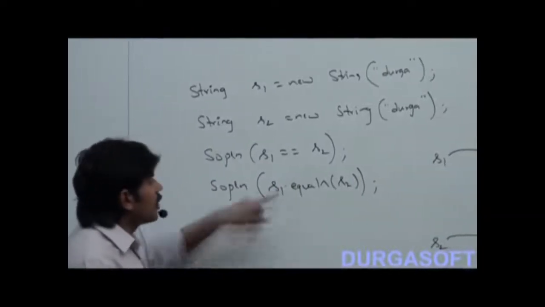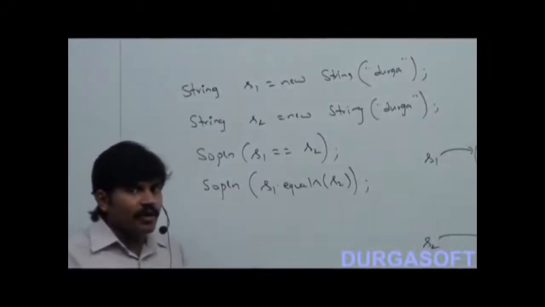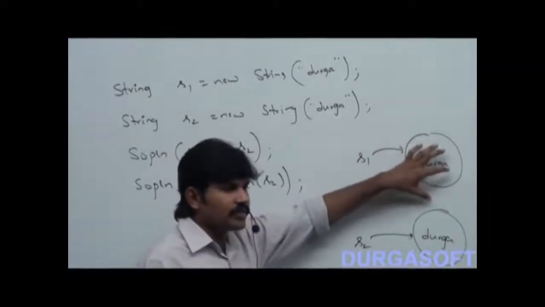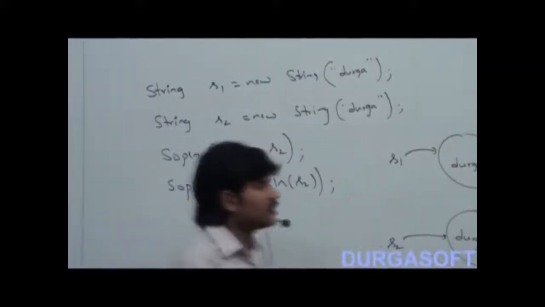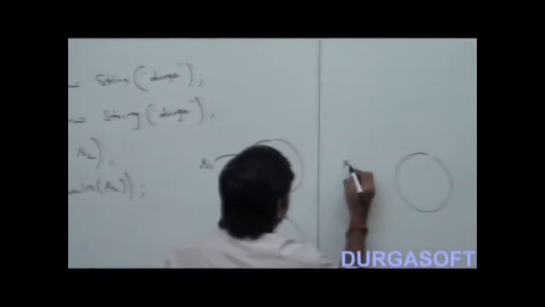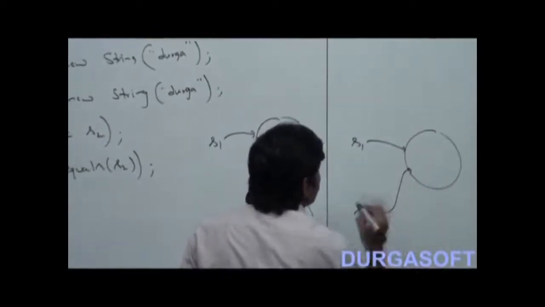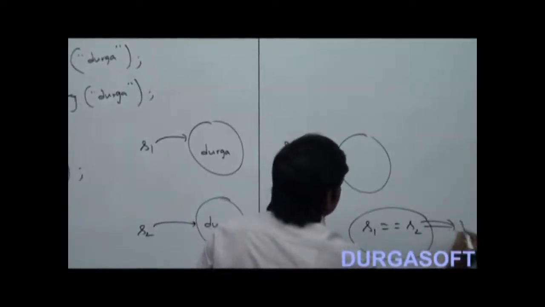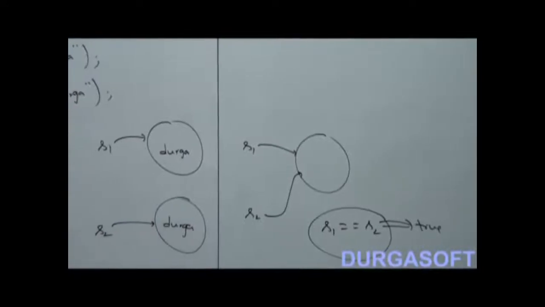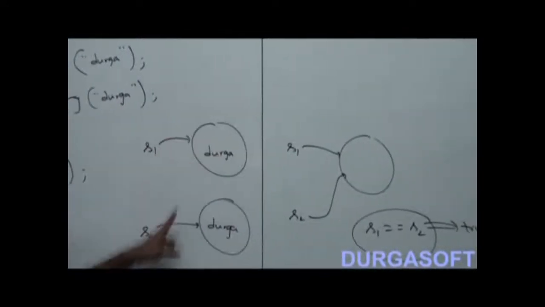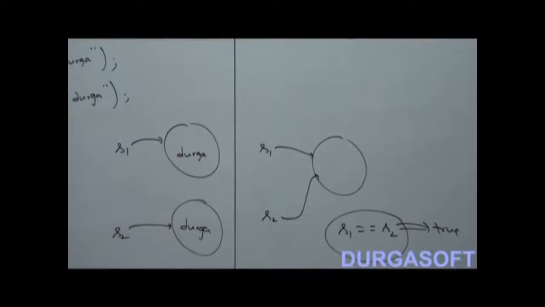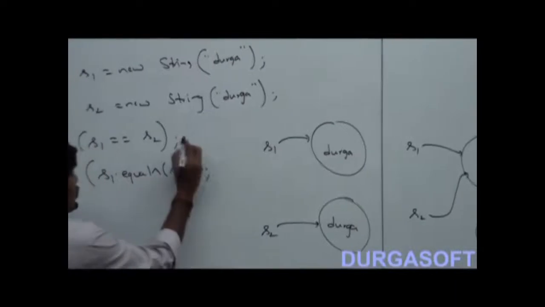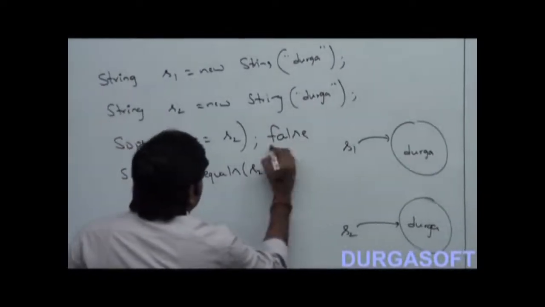Now you are seeing, the double equal operator is meant for reference comparison. If both the references point to the same object, then only the double equal operator returns true. So if S1 and S2 both are pointing to the same object, then only S1 double equal to S2 returns true. But in this case, S1 points to this object, S2 points to a different object, both are not pointing to the same object. Reference wise, address wise, both are not equal. That's why the answer by default we are going to get is false.